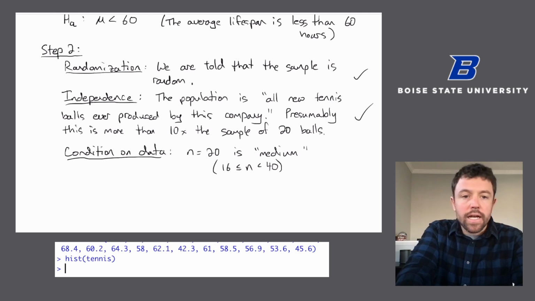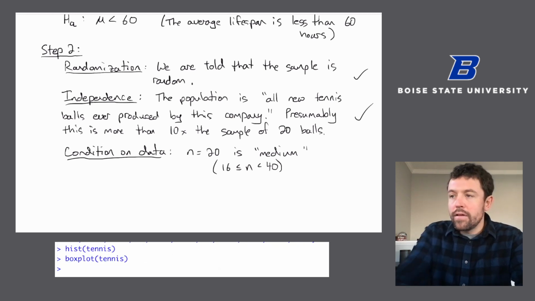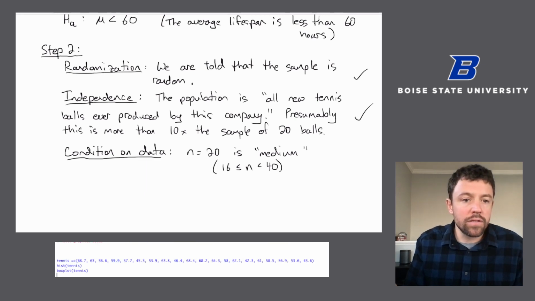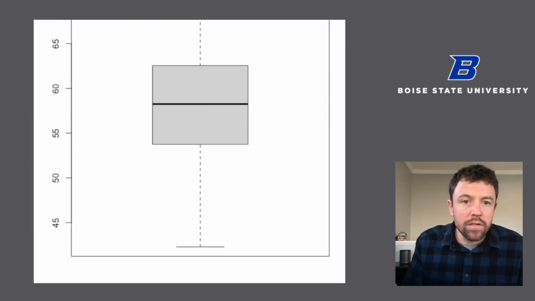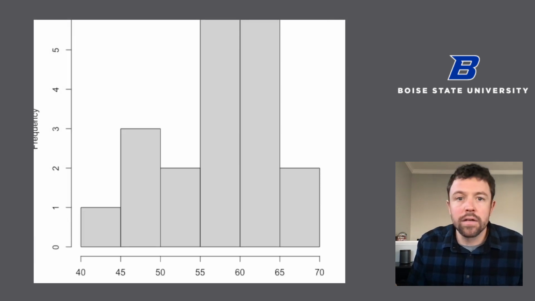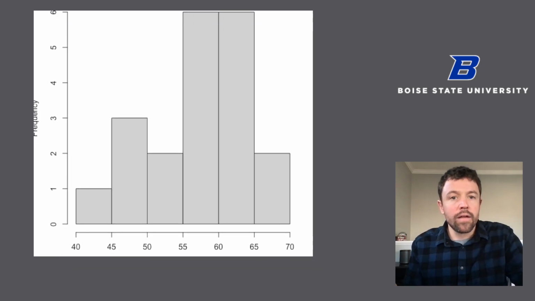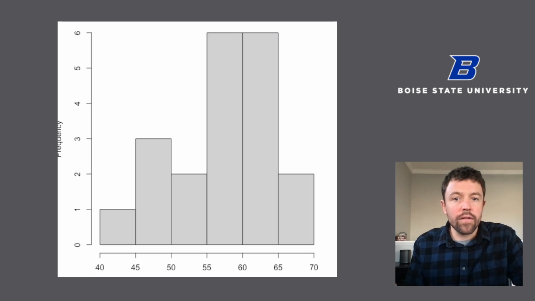And I also want to check out a box plot of this data set. And so let me zoom. Yeah, so let's do this. So let's start with the histogram here. Let me resize a little so we can see the whole thing. So that's a little better.